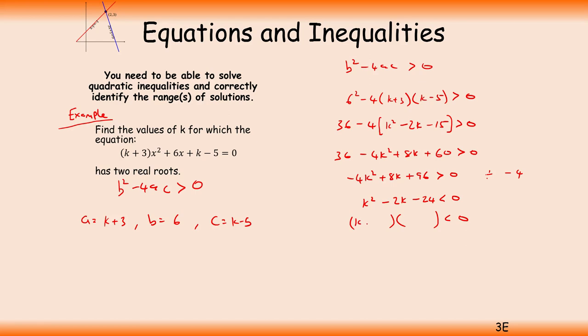It's k, and I need the factors of minus 24. That will give me minus 2k. So how about 6 and 4 possibly? They should work. One's got to be negative, minus 2k, so it's going to be minus 6. So k minus 6, k plus 4. Okay. So those are critical values.